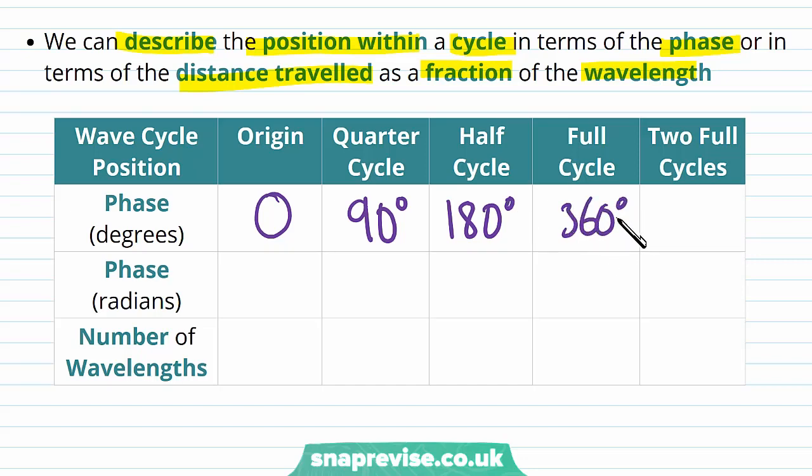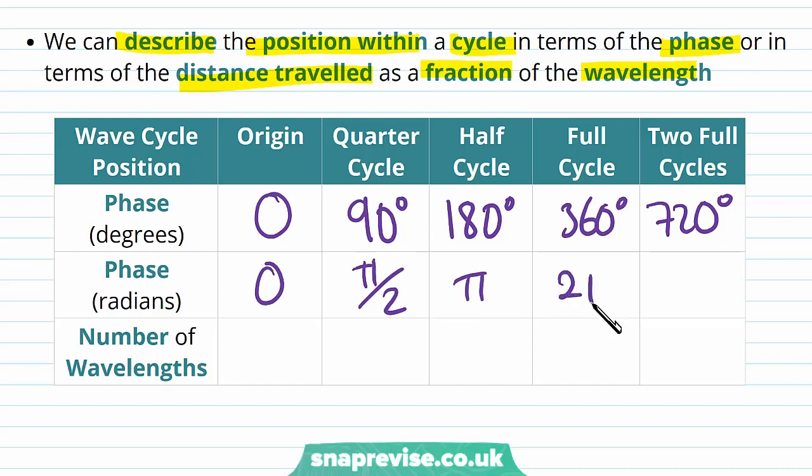Remember, 360 degrees corresponds to a full circle, and we've said one wave cycle corresponds to one revolution of a circle. Then 2 full cycles is going to be twice the phase of 1 full cycle, so 2 full cycles corresponds to 720 degrees. So now let's find the phase in radians. So at the origin, again, we have a phase of 0. At a quarter cycle, we have a phase of pi by 2. At half a cycle, we have a phase of pi. At a full cycle, we have a phase of 2 pi.